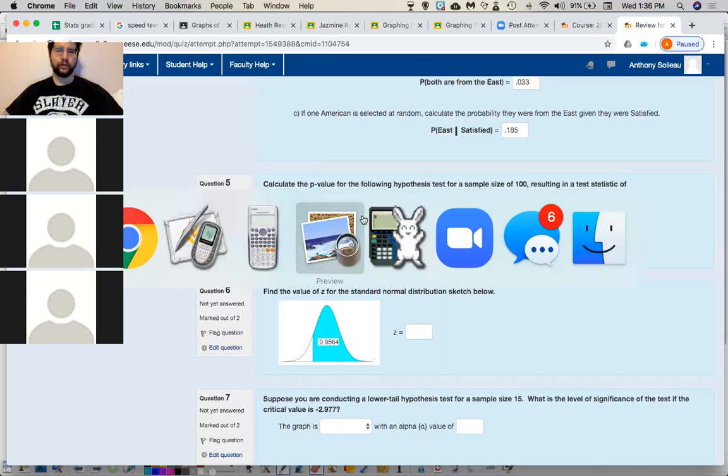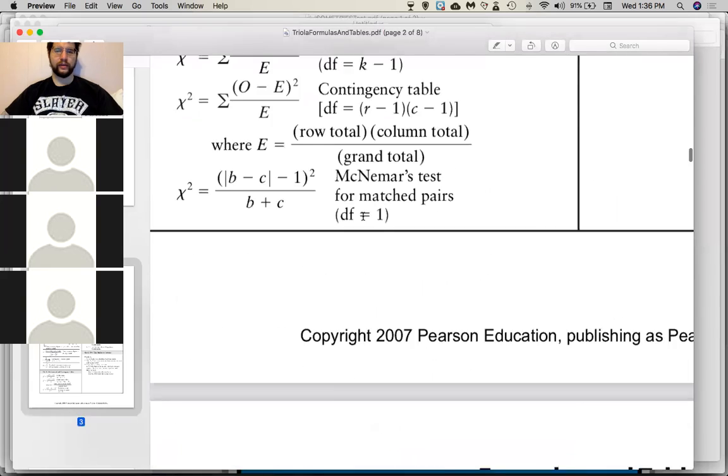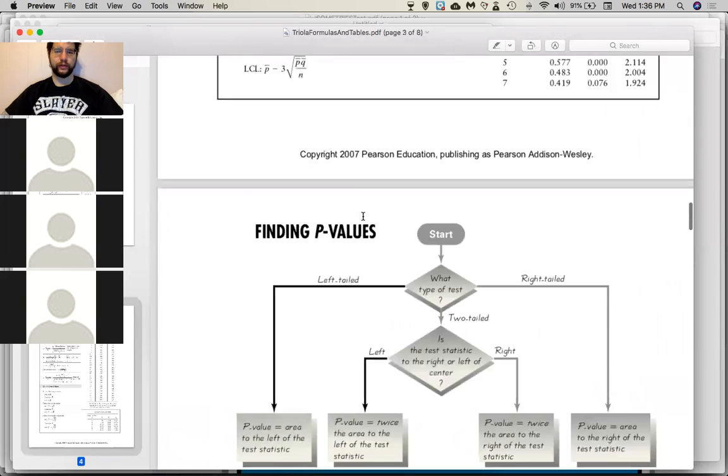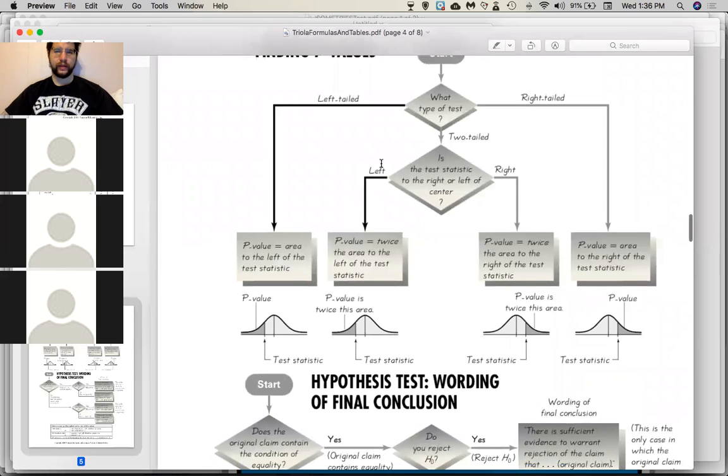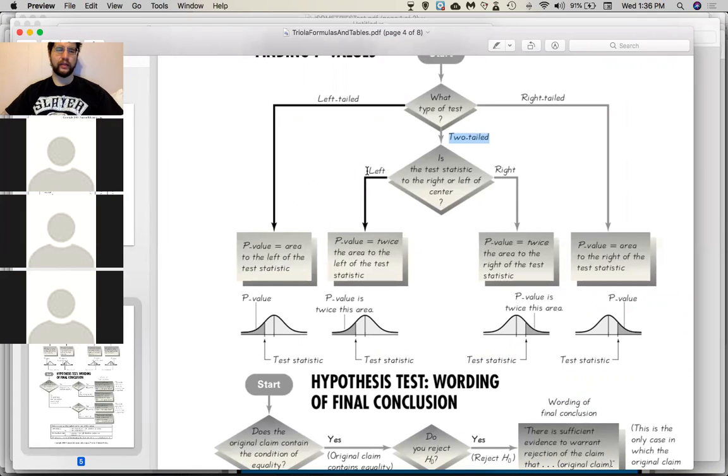So let's go look at our formula sheet. How do we find the p-value? Well, if you don't remember, you have a flow chart here. It's a two-tailed test. The z-score is negative, which means it's to the left of the center, because the center is 0. So we have to the left. So we're in this little box right here. This is what we need to do. Find twice the area to the left of the test statistic.